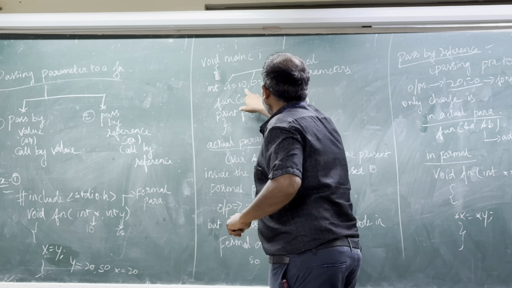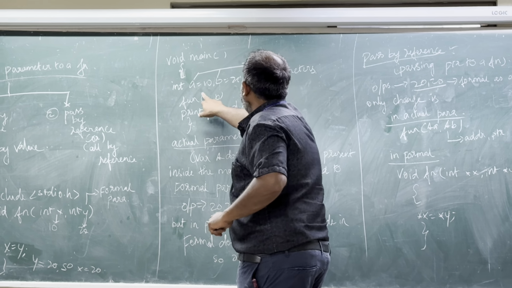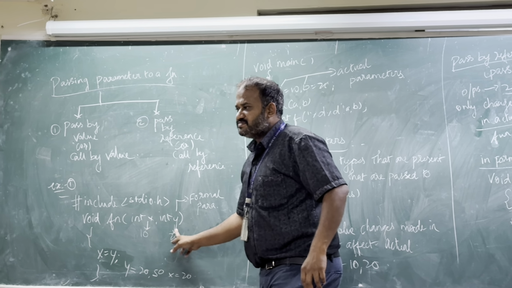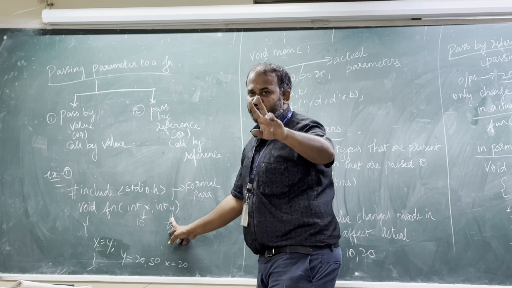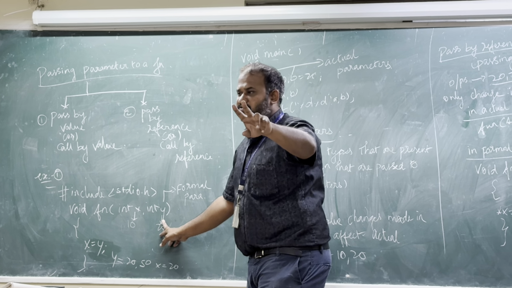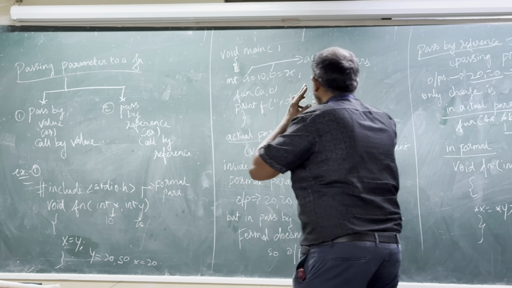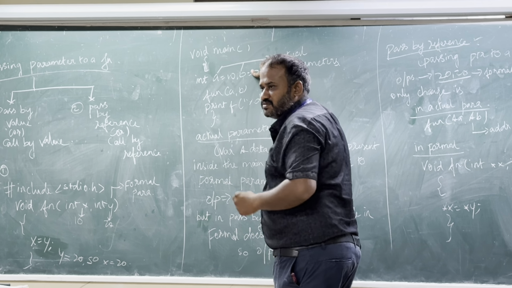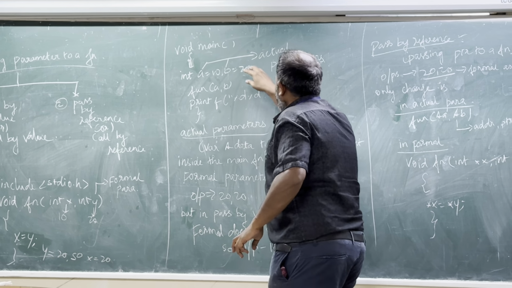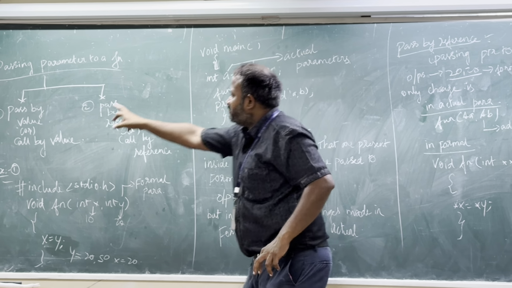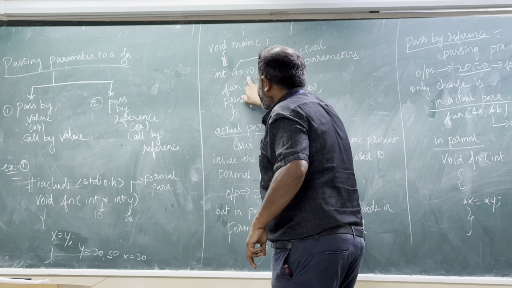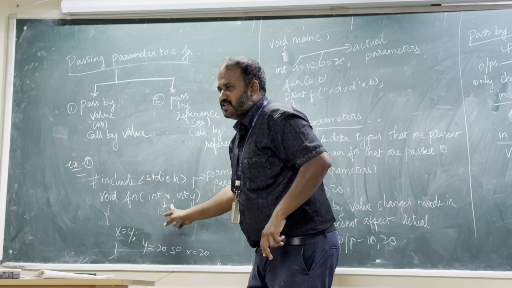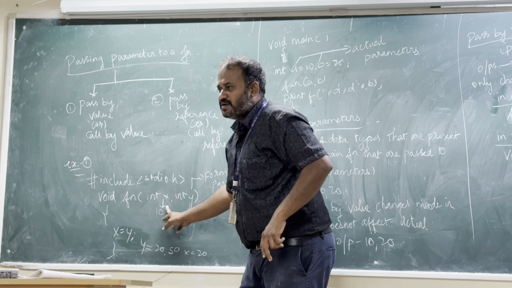So the actual parameters are a = 10, b = 20, and here the formal parameters are x and y. Now you know what an actual parameter is and what a formal parameter is. Now comes this point: what is call by value? Here I am going to pass by value this value to the formal parameters.